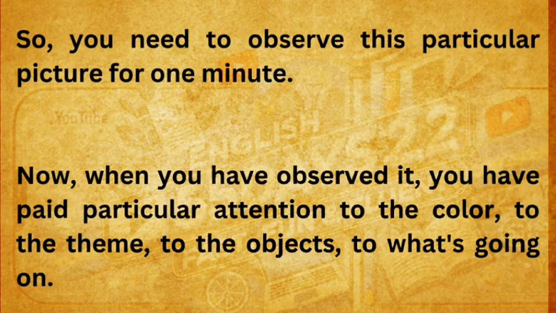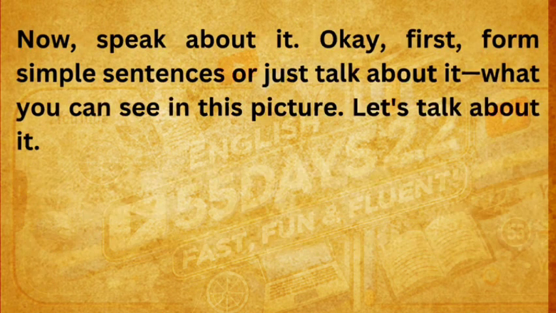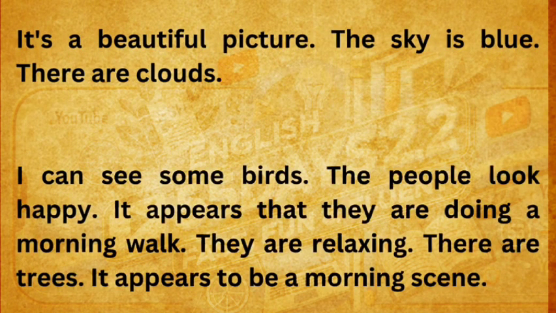Now, when you have observed it, you have paid particular attention to the color, to the theme, to the objects, to what's going on. Now, speak about it. First, form simple sentences, or just talk about what you can see in this picture. Let's talk about it. It's a beautiful picture. The sky is blue. There are clouds. I can see some birds. The people look happy. It appears that they are doing a morning walk. They are relaxing. There are trees. It appears to be a morning scene.